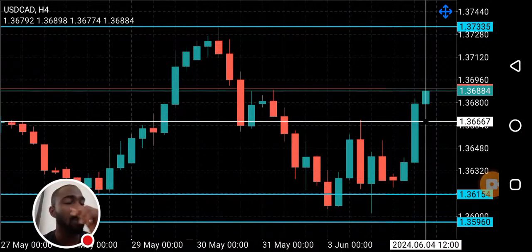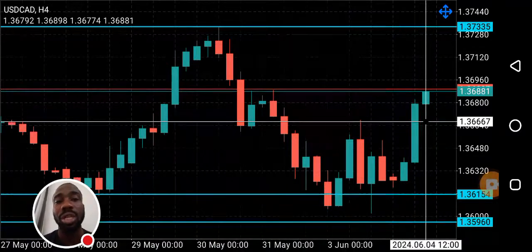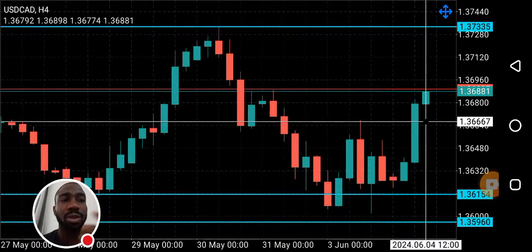So wait for price to pull back before you buy USD card. Maybe if the news is released, they might want to use that to push price back to fill the fair value gap, or pull it back to test that support level before going bullish. So wait, maybe New York session. Wait for New York session to see a good setup before you buy.